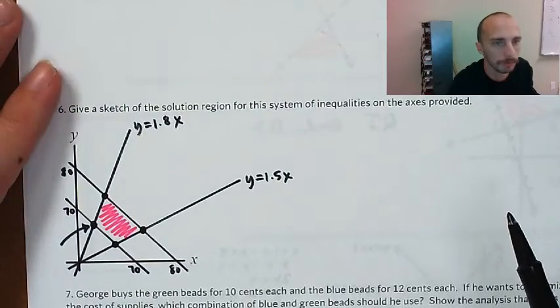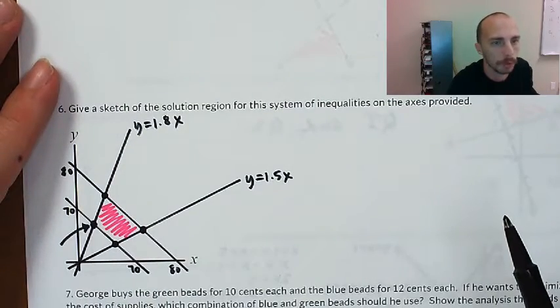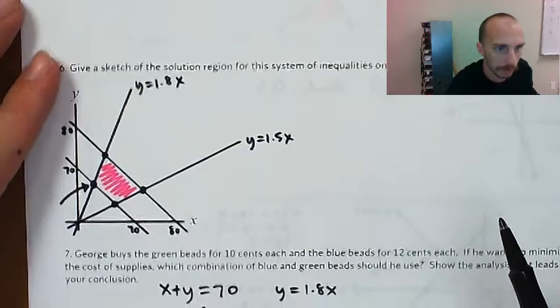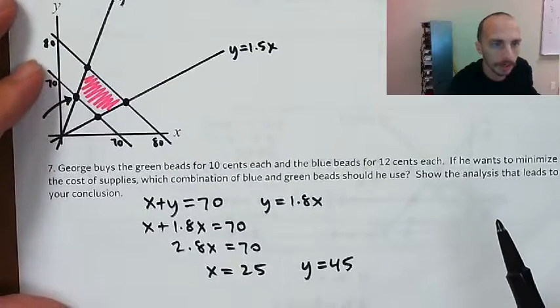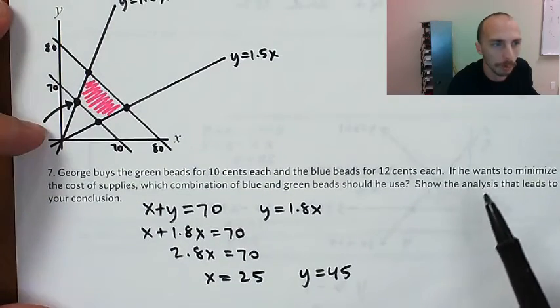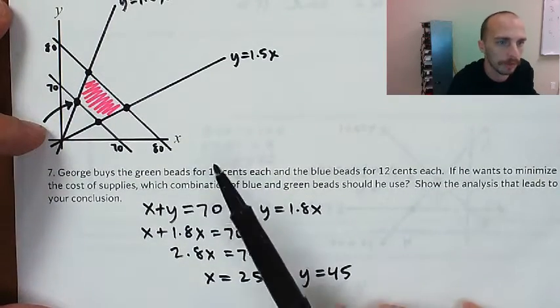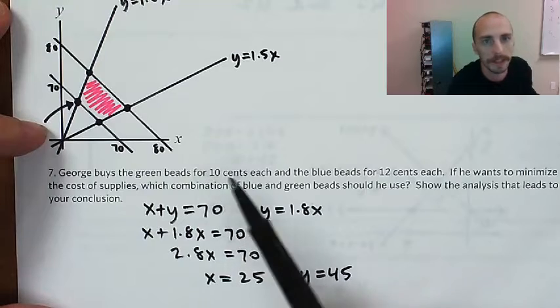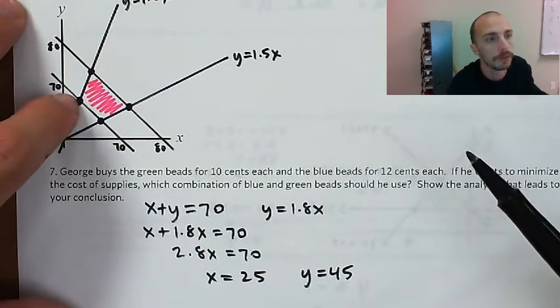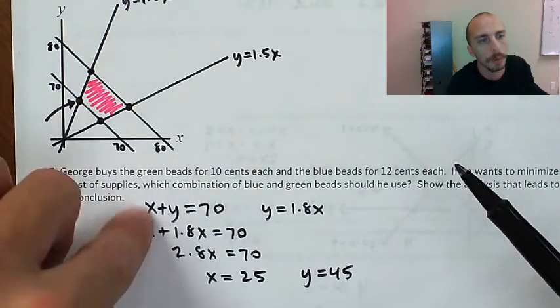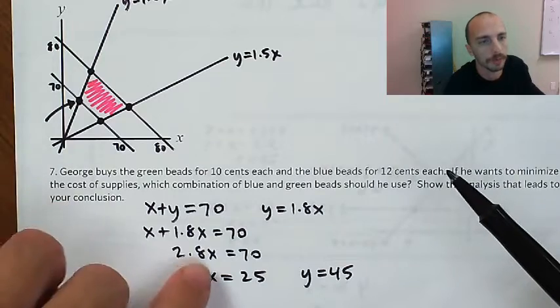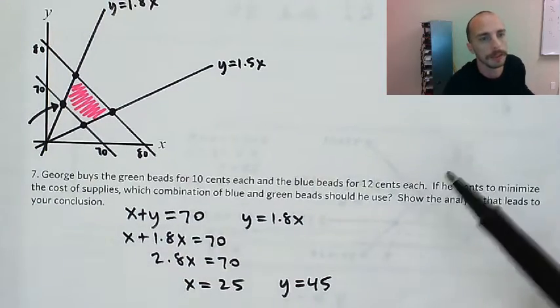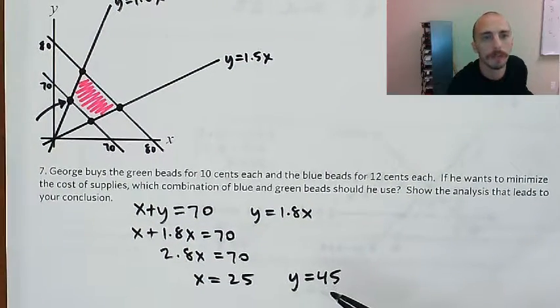We end up with this solution region. Okay, we graph Y equals 1.5x, Y equals 1.8x, X plus Y equals 70, X plus Y equals 80. Okay, it's the region in between all of those. And then, if we're considering the cost and we want to minimize cost, well, we want a maximum number of green beads and the minimum number of total beads, which is going to be this corner point right here. We're going to solve for those coordinates with substitution, and then we would get the actual combination of green and blue beads that he should use.